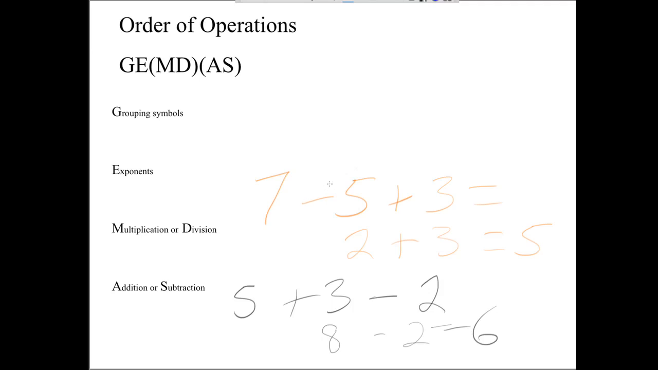So it's important that we follow the order of operations. This is the way we make sure that we're all doing the same thing, that we're getting the same result as anybody anywhere else in the world who's doing the same problem.